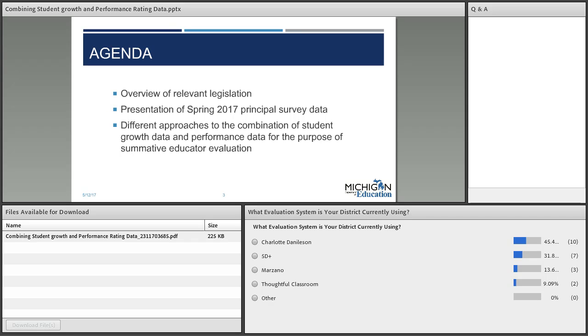So our goals for this conversation today are to briefly touch on the relevant legislation that speaks to the topic of the end of year evaluation and the summative evaluation, and how to go about combining that student growth piece and that performance rating piece in compliance with the law. We are going to talk a little bit about the principal survey data, and also we're going to share some different approaches that we've encountered as we've worked throughout the state this year, and some thoughts that we have here in the office about how districts may approach combining student growth and performance data for the end of year summative evaluation.